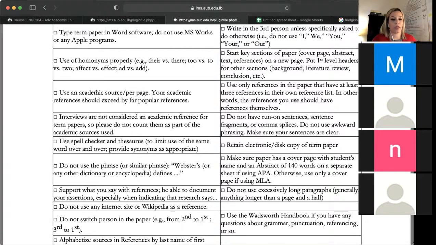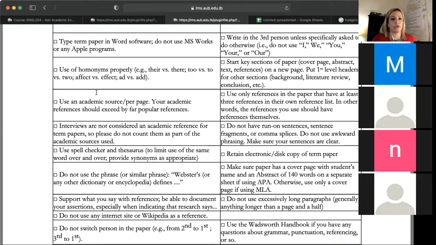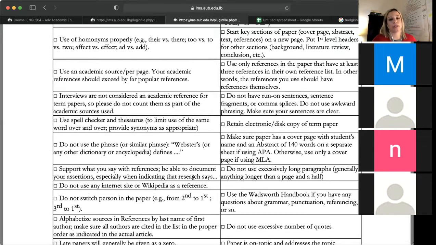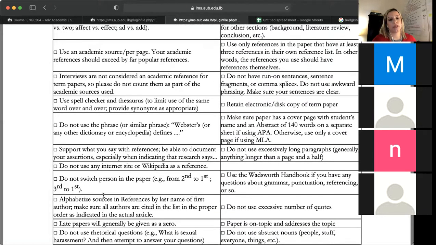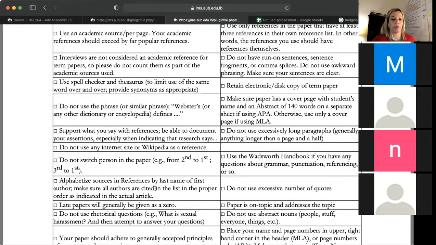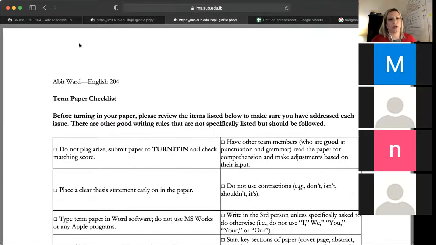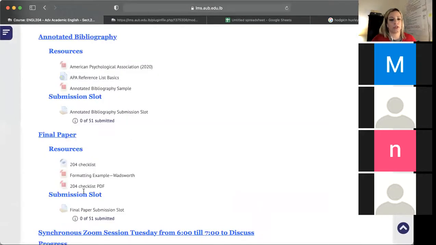Like, for example, did I use homonyms properly? Do I support what I say with references? Did I use internet or Wikipedia as a reference? Do I switch from first personal pronoun, second personal pronoun to third personal pronoun in my paper, or do I use something consistent? We'll talk more about this as the time comes, but this is your checklist.